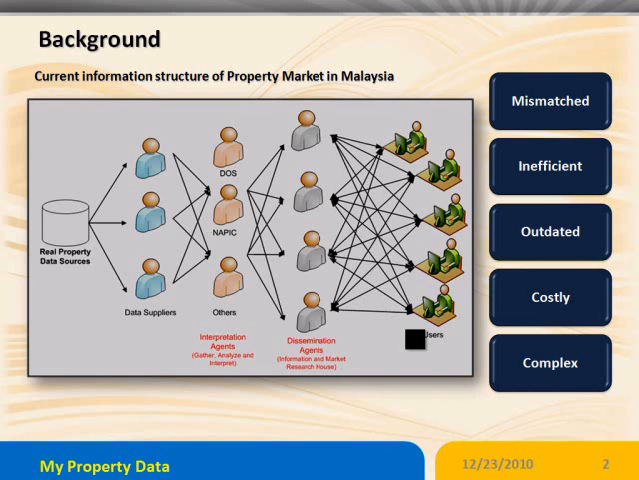From the diagram here, you can see that users and dissemination agents, who are agents that receive data from government, often go in a crisscross manner, therefore creating a large overhead of time wasted and costly transactions for data to be disseminated back to users.